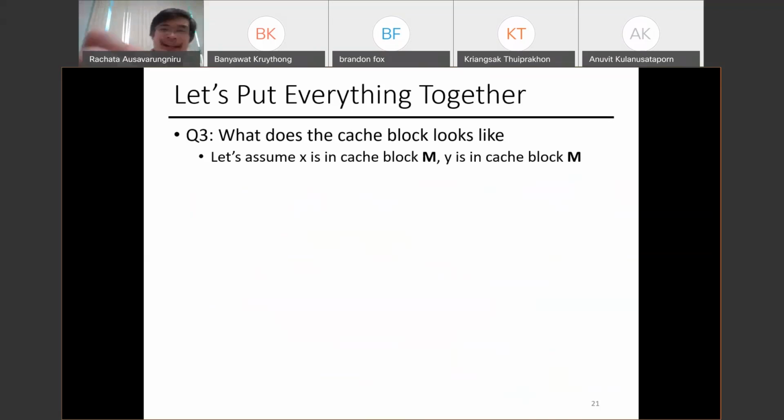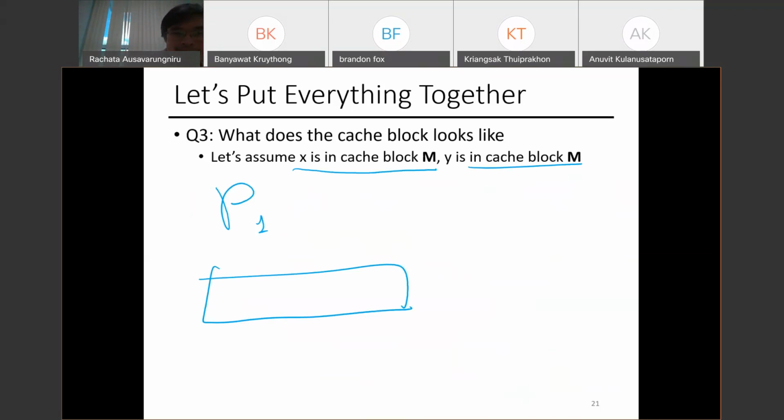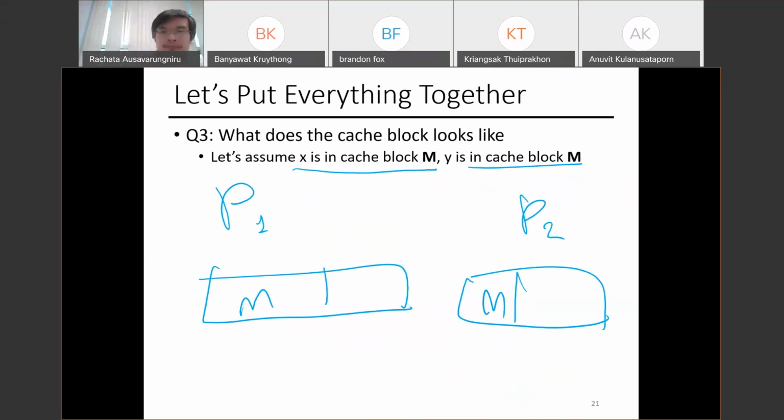So let's do the last example. Same thing, but now it's the same cache block, which I'll just call M. Processor 1, processor 2, M. You have a load from X by processor 1, and then a store to X from processor 1.